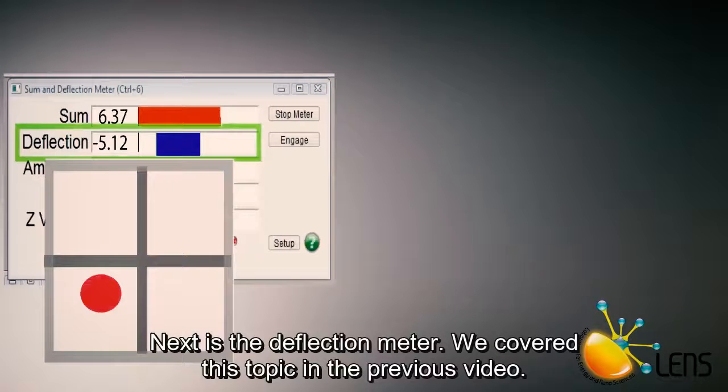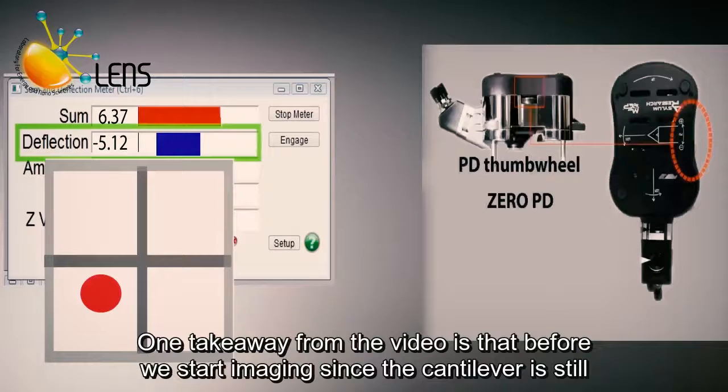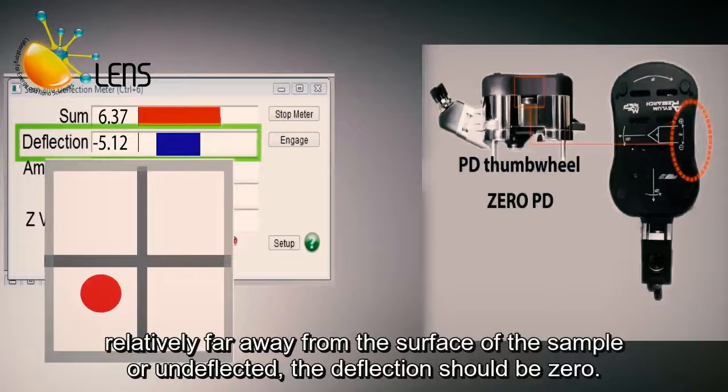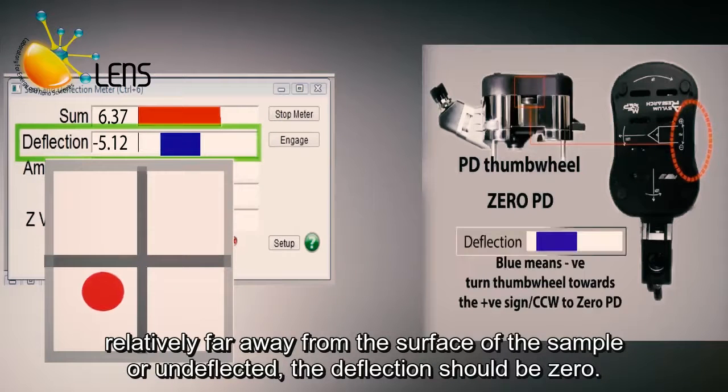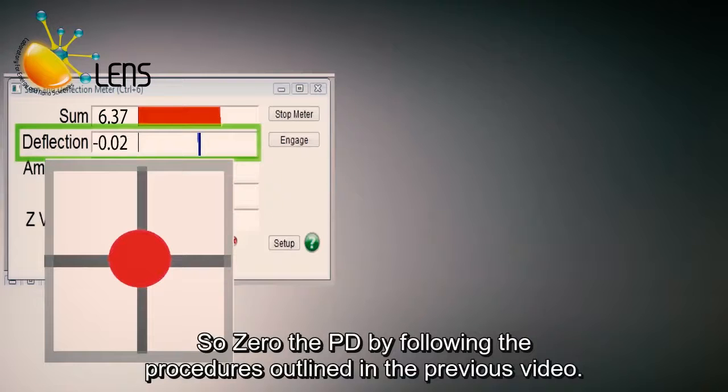Next is the deflection meter. We covered this topic in the previous video. One takeaway from the video is that before we start imaging, since the cantilever is still relatively far away from the surface of the sample, or undeflected, the deflection should be 0. So zero the PD by following the procedures outlined in the previous video.